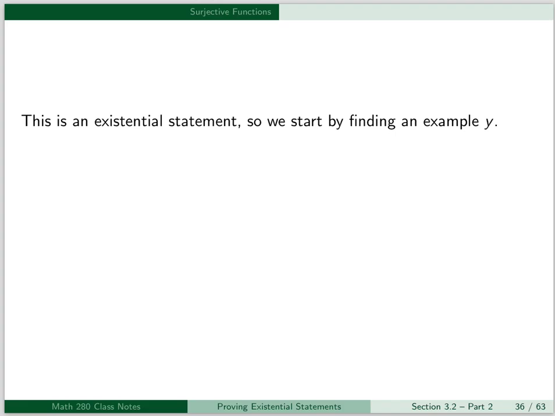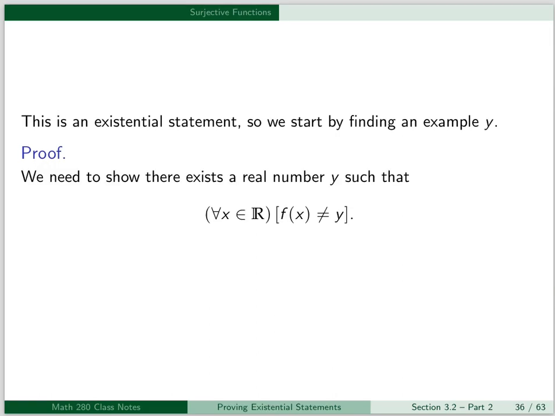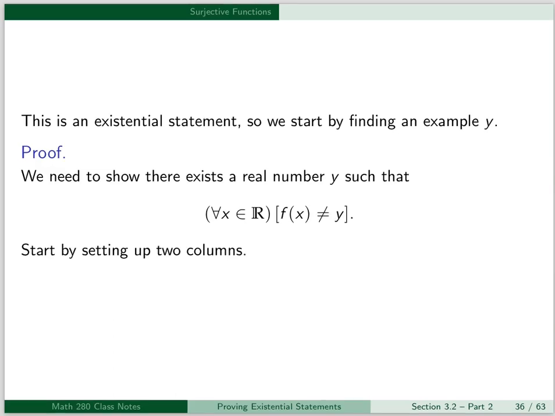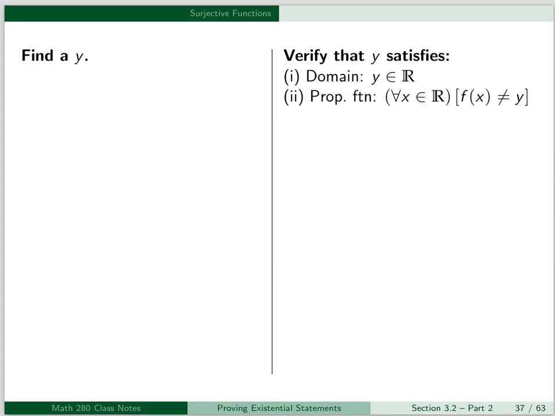So this is an existential statement, so we start by finding an example y. So we need to show there exists a real number y such that for all x in R, f of x is not equal to y. Start by setting up two columns. So we need to find a y, and then verify that y satisfies our domain, which is y is in R, and the propositional function, which is for all x in R, f of x is not equal to y.